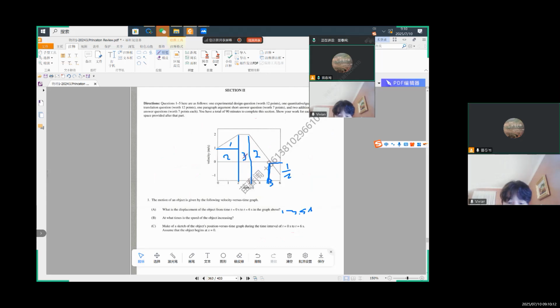So this is not a 3, this is a 2, right? Because it should be bounded by the x-axis, so this part is not included. Only this part. Does it make sense? So I think it's 6.5, right? Yeah, okay.